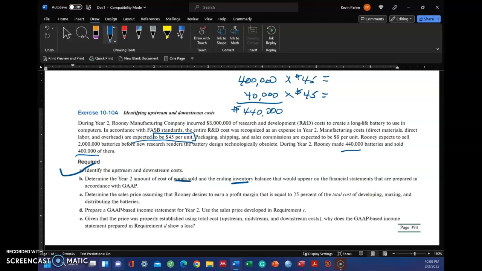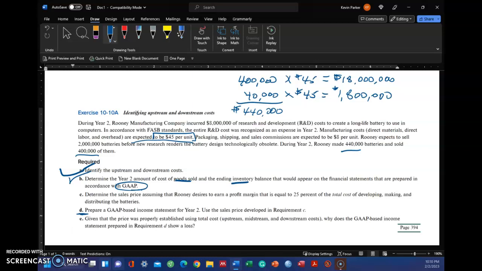So cost of goods sold is $18 million. 400,000 times $45, $18 million. Ending inventory, 40,000 units times $45, $1.8 million. So that's B. Done. And we'll talk about what that gap means when we get to number 4 or D.